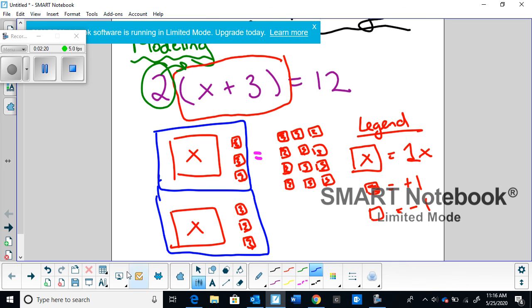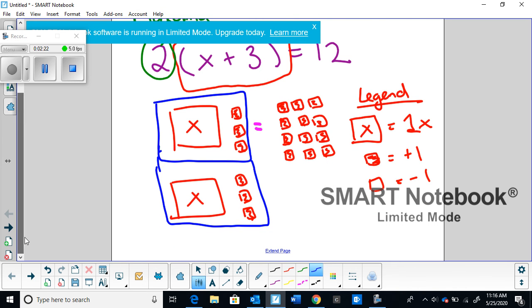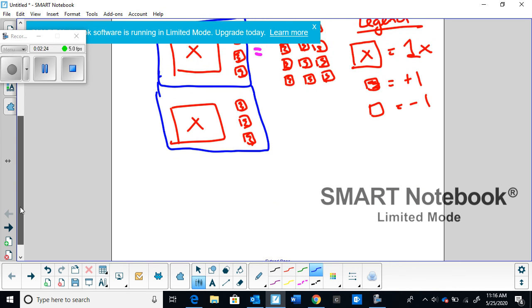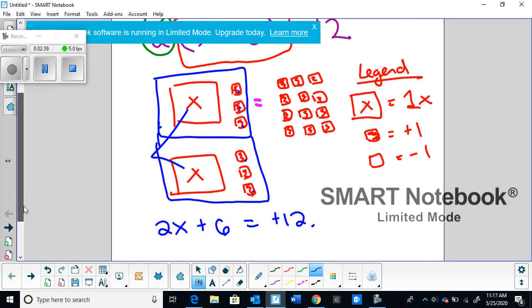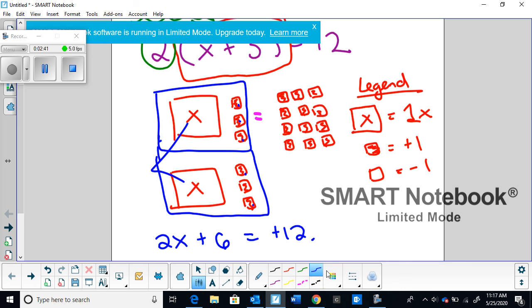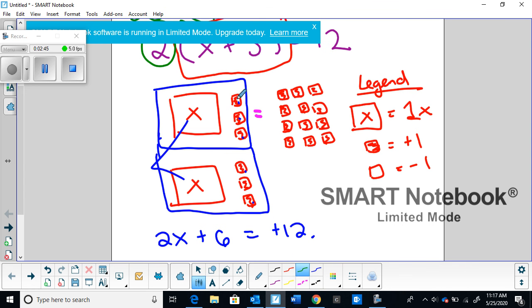So I have 2 of them. Okay. So when we look at this equation, what we'd actually rewrite it as would be, how many X's do we have? Well, we have 2 X's, and we have 1, 2, 3, 4, 5, 6, plus 6 equals +12, right? And now we would solve it the exact same way we would do other modeling questions, all right? We just want 1 X. We got 2 X's right now.